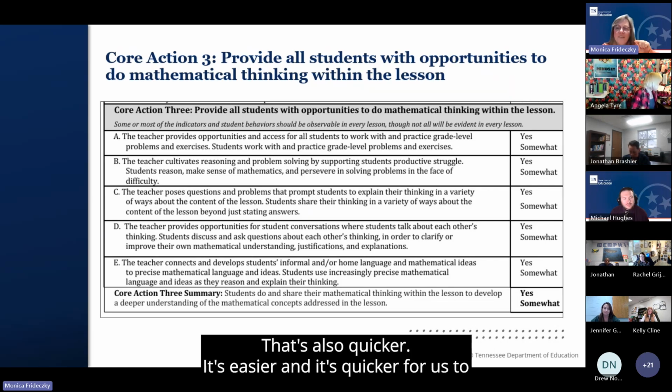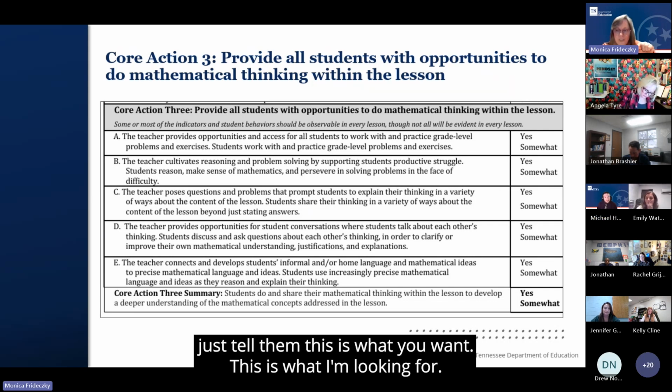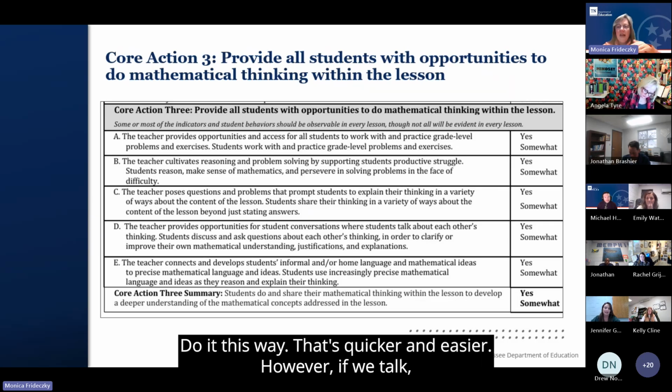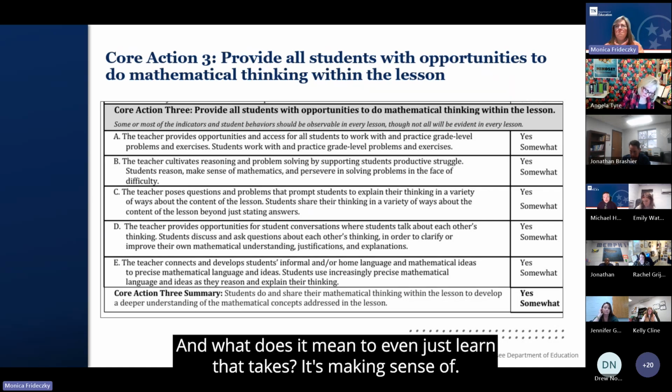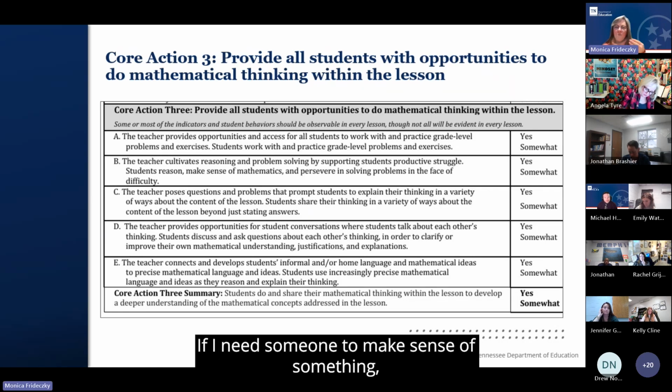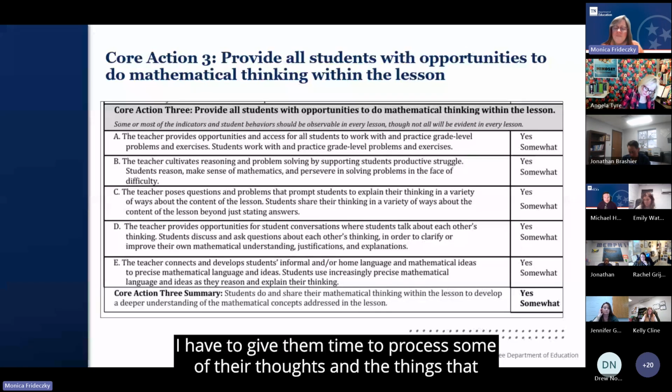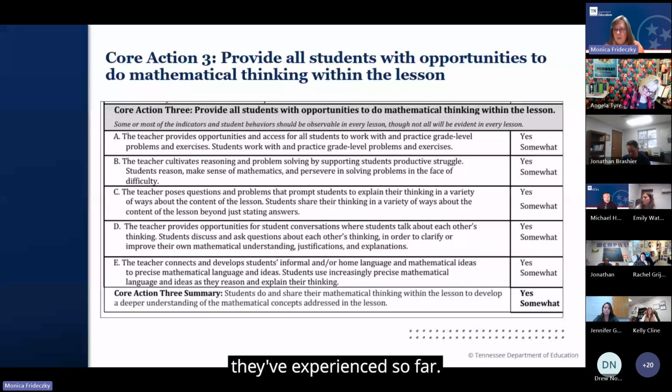That's also quicker. It's easier and it's quicker for us to just tell them, this is what you want, this is what I'm looking for, do it this way. That's quicker and easier. However, if we remember, we want students to do the thinking. And what does it mean to even just learn? It's making sense of. If I need someone to make sense of something, I have to give them time to process some of their thoughts and the things that they've experienced so far.